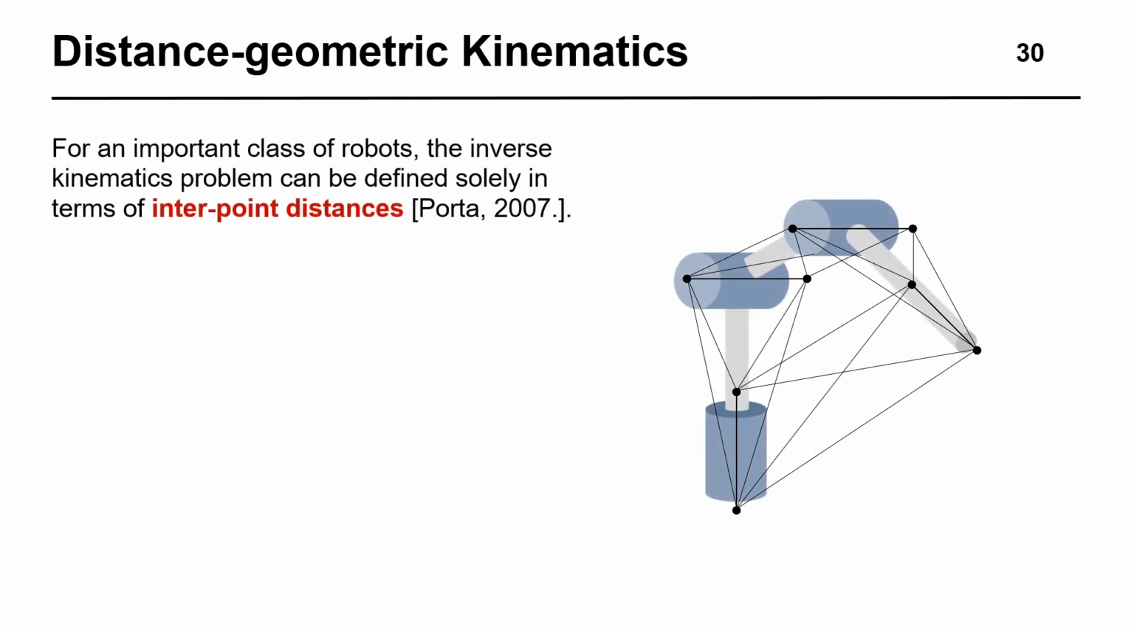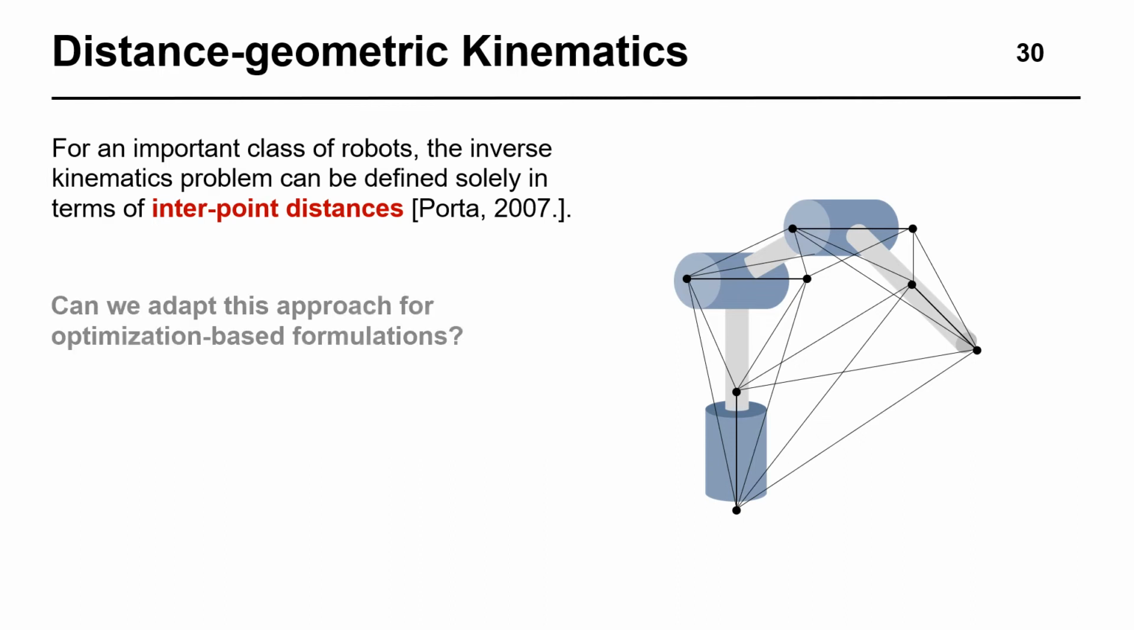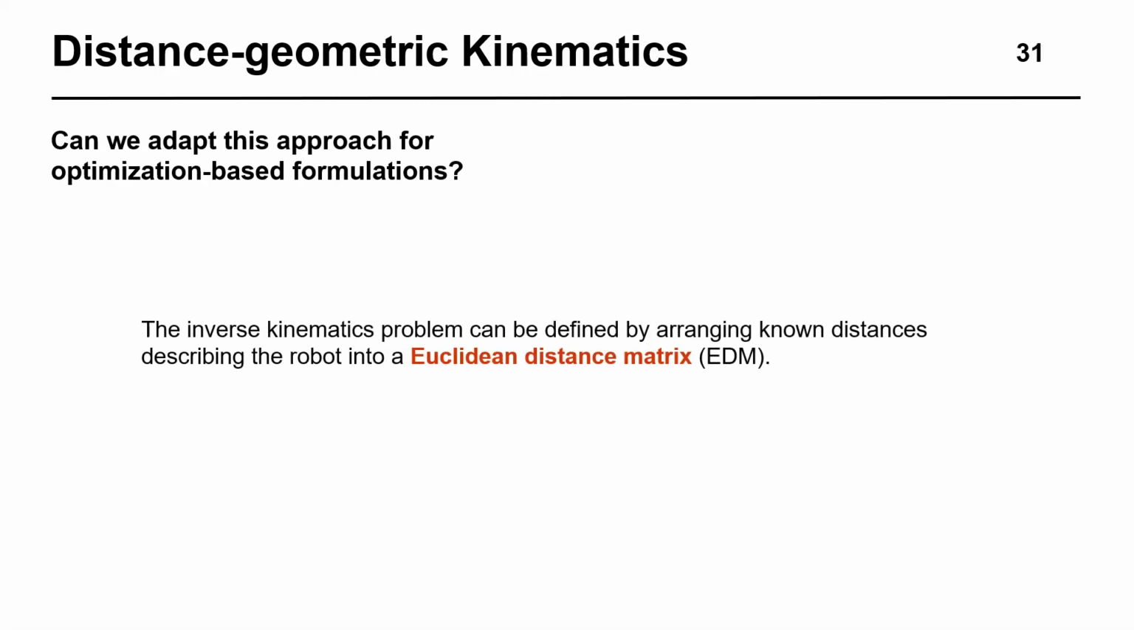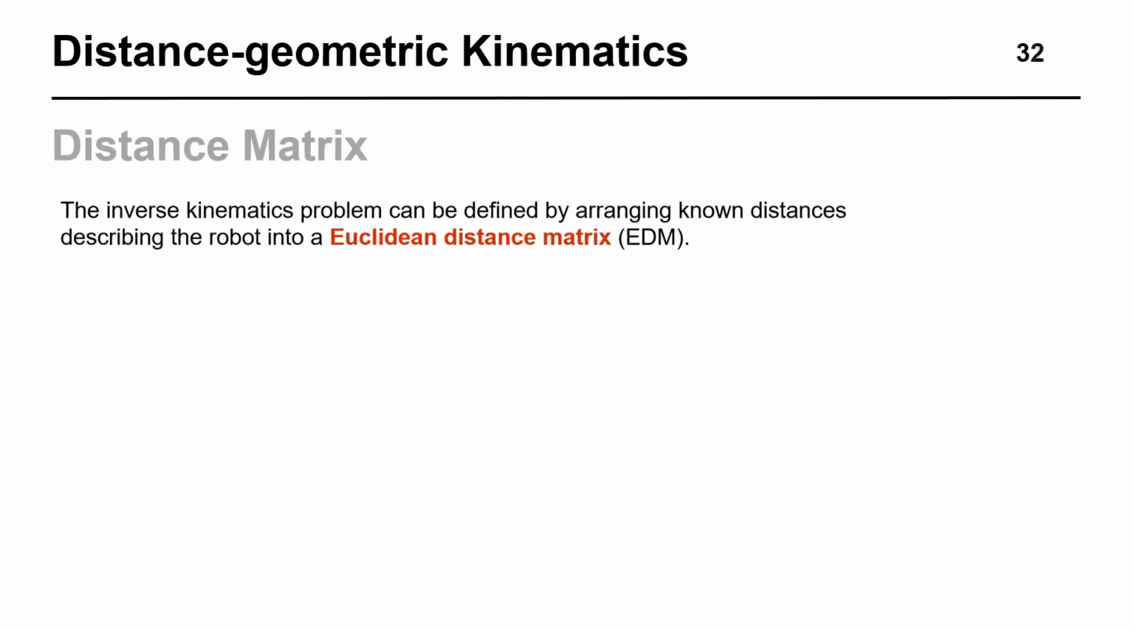Inspired by this approach, my co-author Matthew Giamou and myself set out to answer two research questions. The first question is, can we adapt this approach for optimization-based formulations? And the second question is, can we extend this approach to include other common constraints as well? The key to answering the first question is obtained by arranging distances into the so-called Euclidean distance matrix.